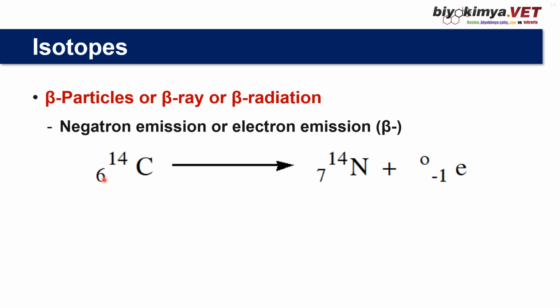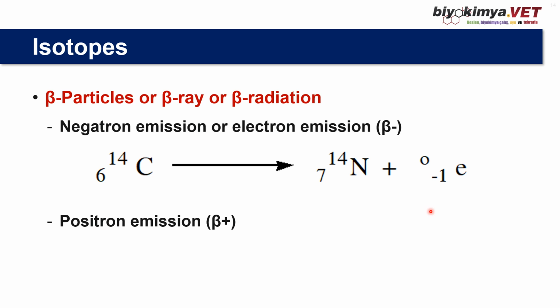So the atomic number goes from 6 to 7, but the atomic mass does not change, because one of the neutrons is transformed into a proton. This is radiocarbon turning into nitrogen. Due to its negatron or electron emission, it is depicted as the release of one electron particle.